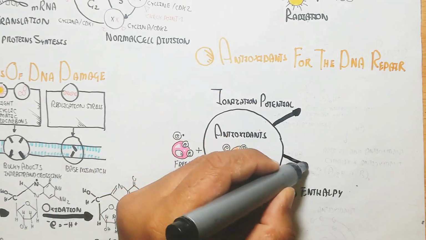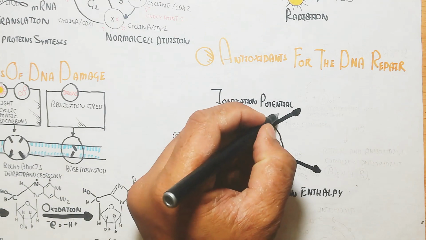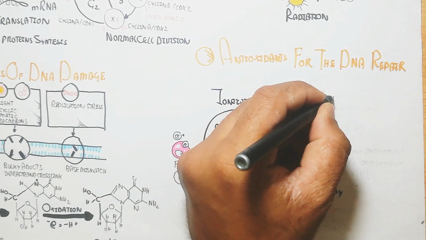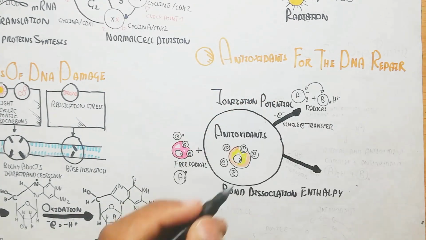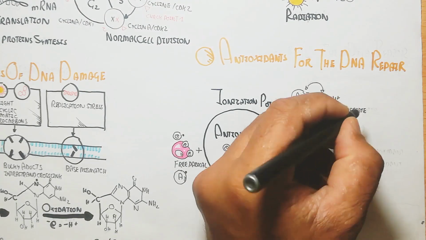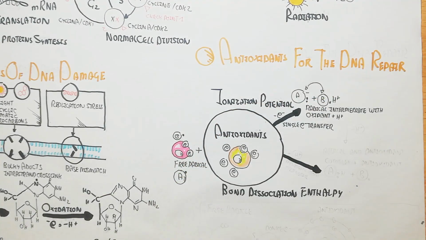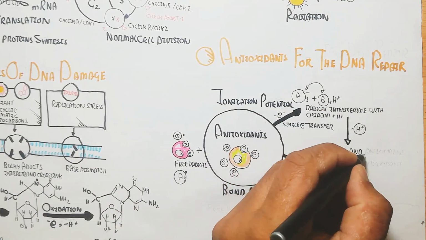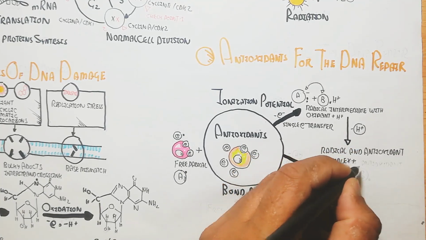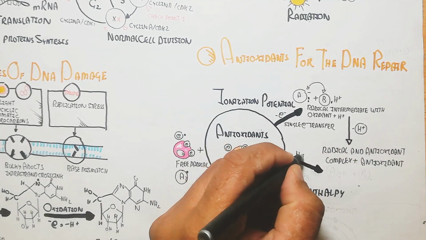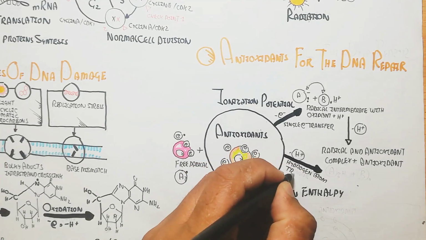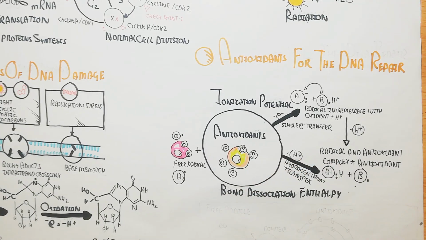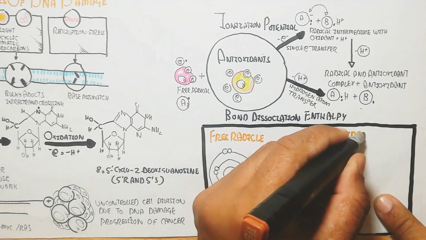molecule or atom. In this way the electron donates, the single transfer of electron, and will lead to a radical intermediate with oxidant plus proton. And in this way you can see this is the free radical, which will accept the electron or donate the electron for pairing, and will lead to neutralization, not reactive. So on the other hand the proton, for example the radical and antioxidant complex plus antioxidant, will combine together, and in this way the activity of the reactive oxygen species will not work, the hydrogen atom transfer.